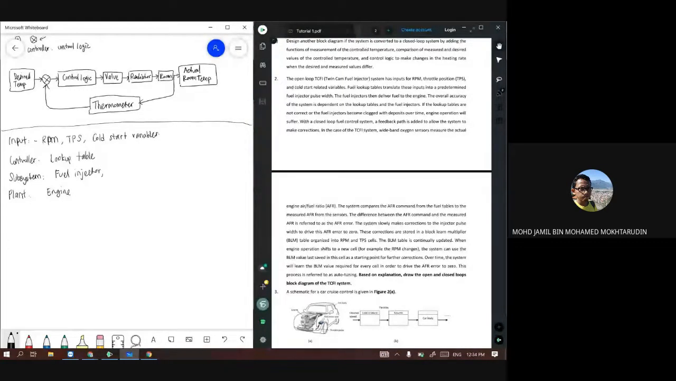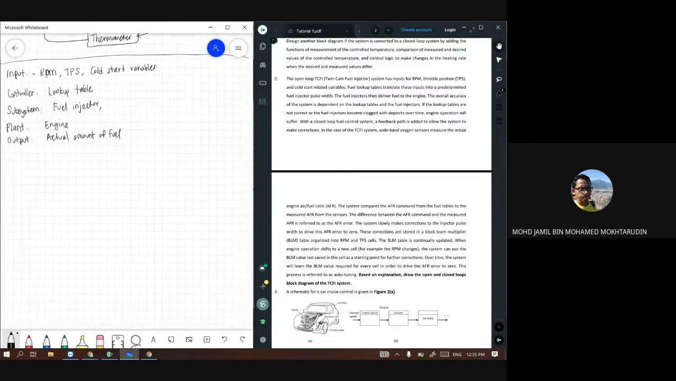And then lastly, we need to find the output. So the output will be maybe the same as AFR, or maybe the amount of fuel released into the engine. Actual amount of fuel. Okay, so from here, then we can draw the block diagram.